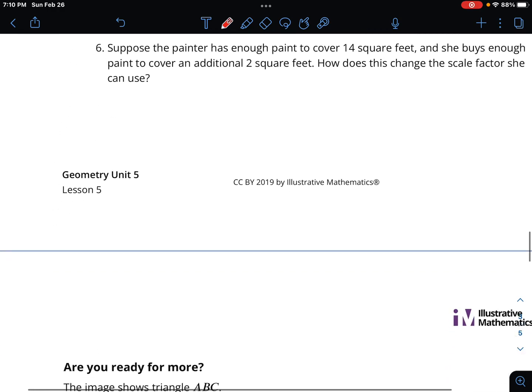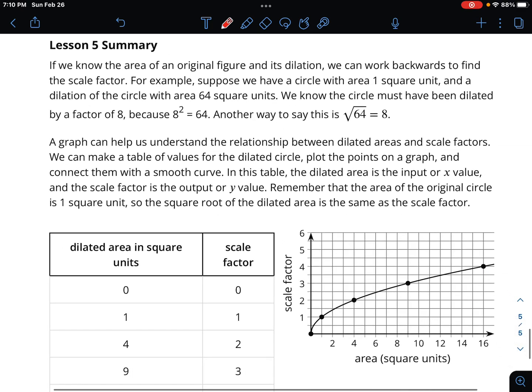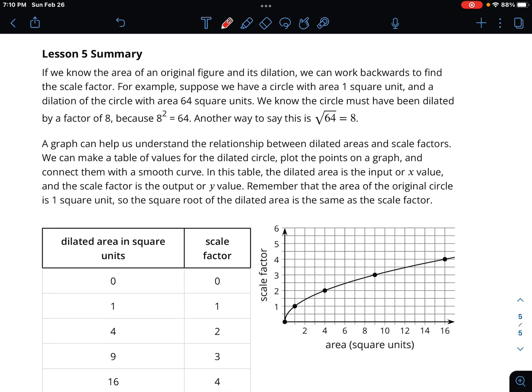All right. For the last part, you're going to skip the Are You Ready for More? Here is the lesson summary. If we know the area of the original figure and its dilation, we can work backwards to find the scale factor. The basic idea is when you know the area is 64 square feet, you know you have a scale factor of 8, because we're going from 1 to 64, so we multiplied by 8 squared.